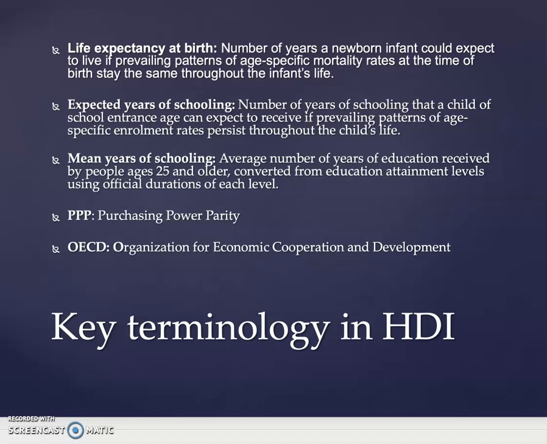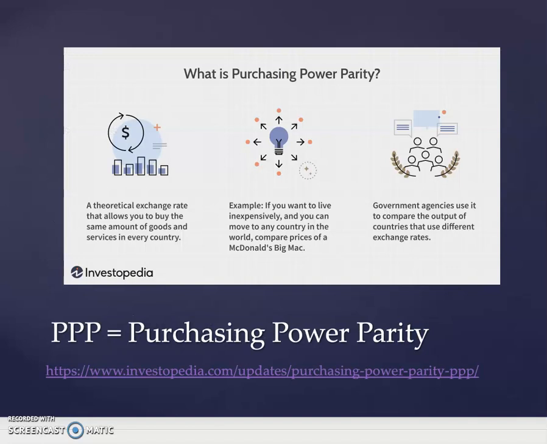PPP is purchasing power parity, which I'll explain in the next couple of slides, along with the OECD, the Organization for Economic Cooperation and Development. So purchasing power parity: this is a theoretical exchange rate that allows you to buy the same amount of goods and services in every country. As an example, if you want to live inexpensively, you can move to any country in the world and compare prices of basically any good or product sold. Government agencies will use this to compare the output of countries that use different exchange rates.